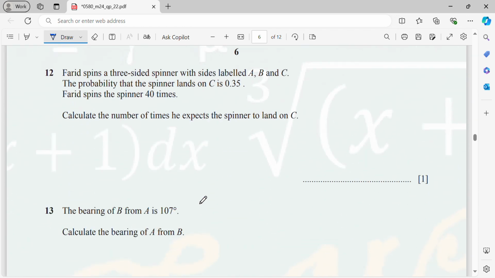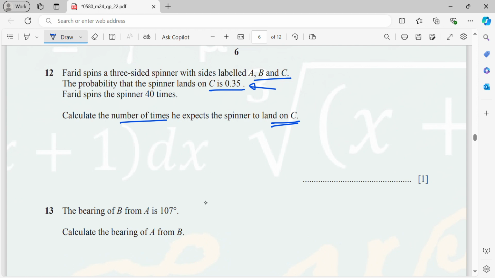Okay, now for question number 12, Farid spins a three-sided spinner with sides labeled A, B, C. The probability that the spinner lands on C is 0.35. Farid spins the spinner 40 times. Calculate the number of times he expects the spinner to land on C. Okay, so this 0.35 is basically referring to one spin, right? So, or I would say Farid spins one time.